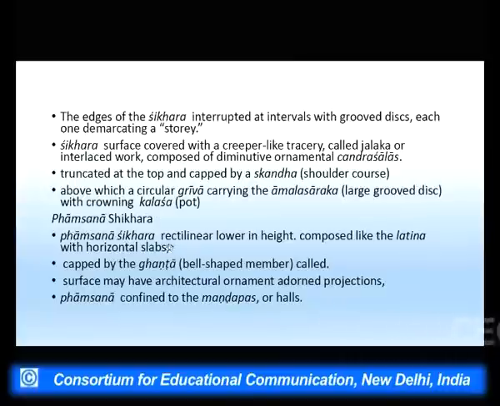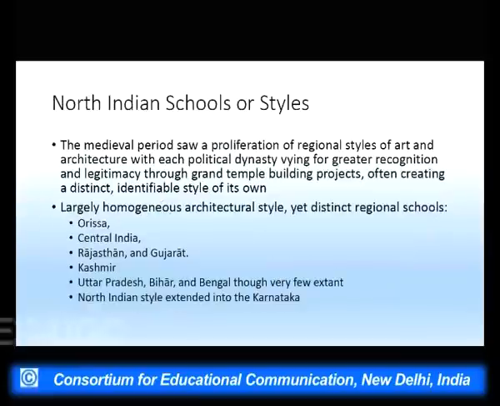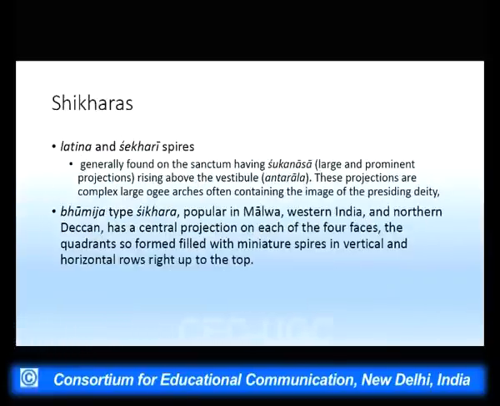Phamsana shikharas, as you can see, are rectilinear in height and composed like a Latina, but with horizontal steps, capped by a ghanta, and they are usually on mandapas or halls. In Latina and Shekhari, there is generally a shukanasa on top, which is prominent like a nose. Shukanasa means nose, and it rises above the vestibule. And then you have Bhumija type of shikharas, which are popular in central India, Malwa and western India and the Deccan, which have a central projection on each of the four faces.